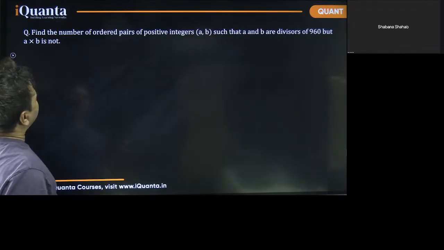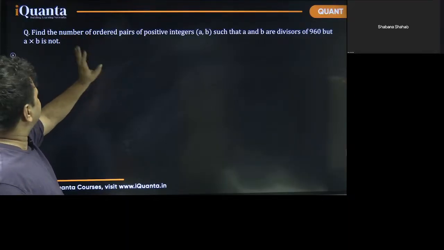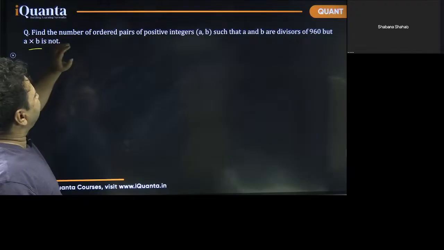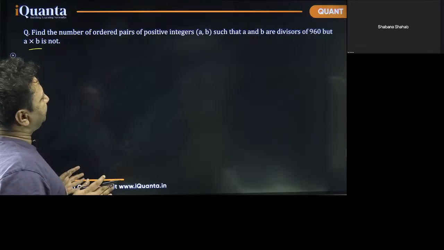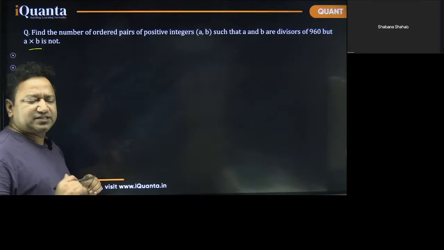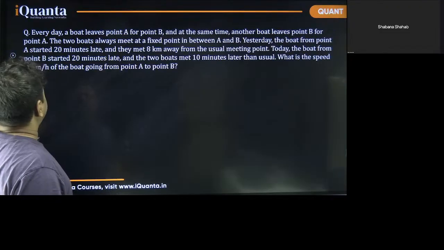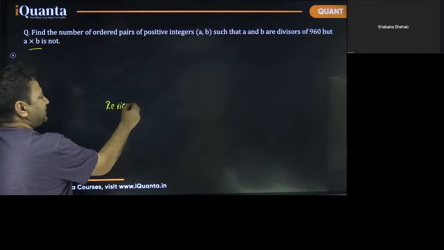All right. Find the number of ordered pairs of positive integers A, B such that A and B are divisors of 960, but A cross B is not. So A, B are divisors, but the product is not. Great. I think this question can confuse you. You can mark for review and then revisit in the second round.